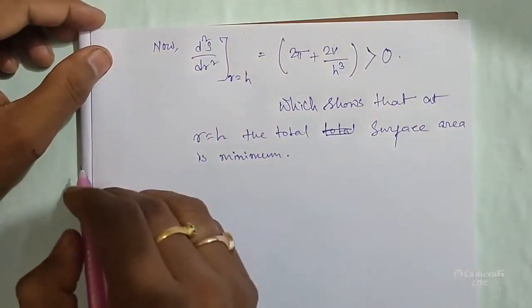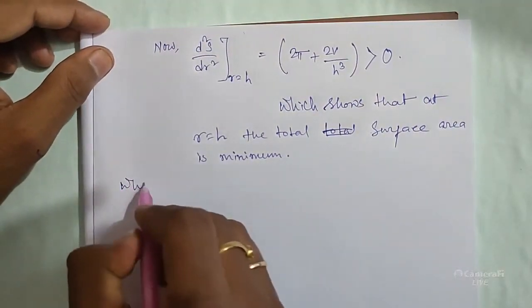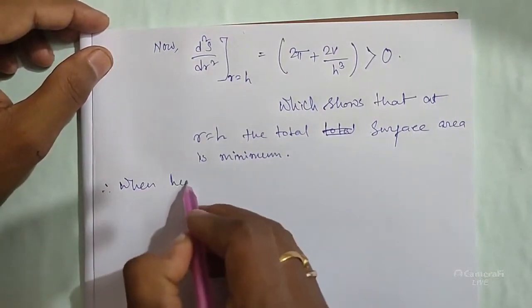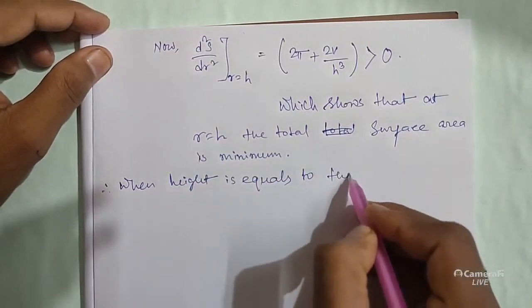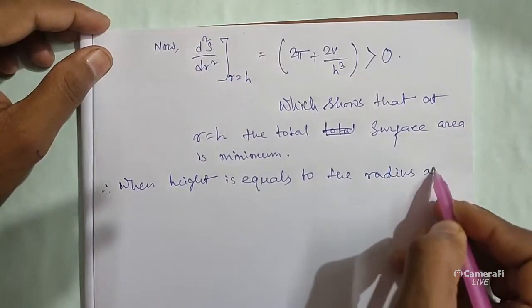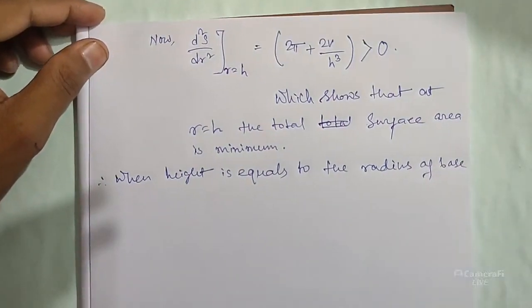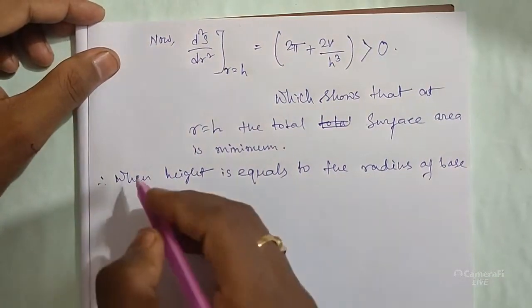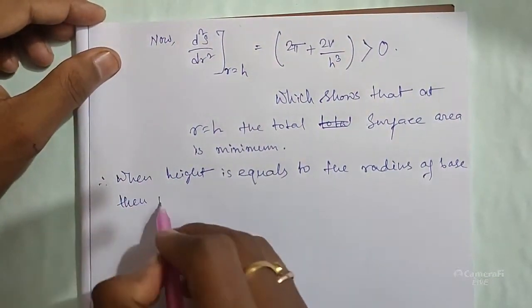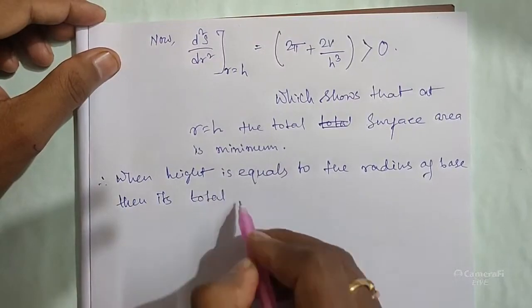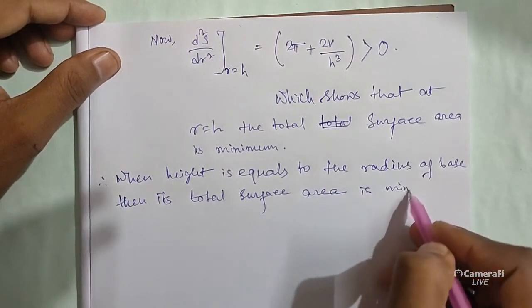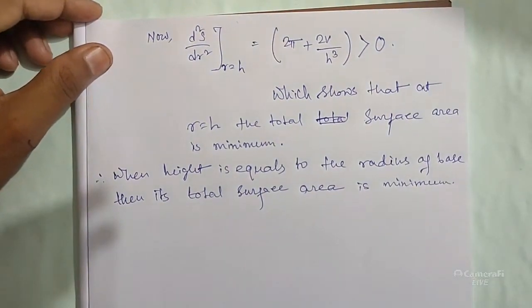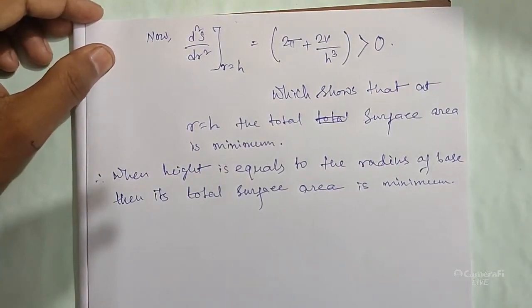So we can write that when height is equal to the radius of the base, then its total surface area is minimum. In this way we have to solve this question.